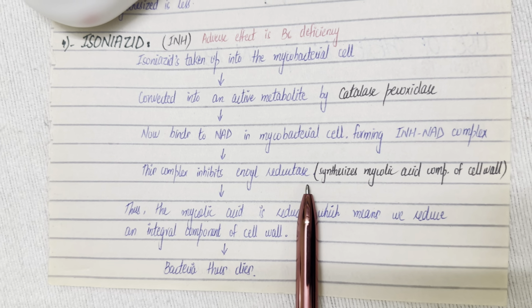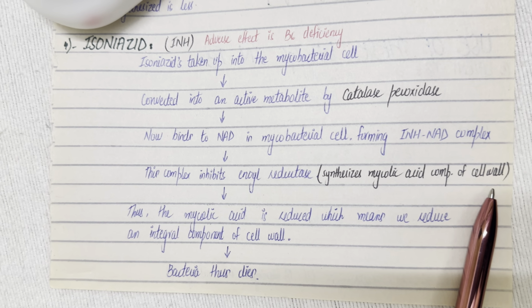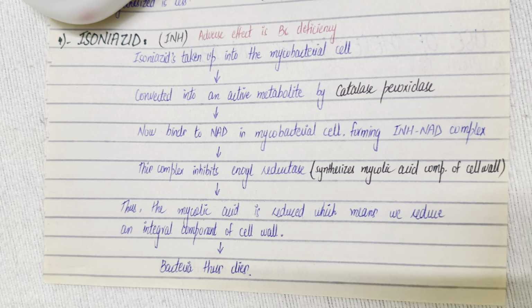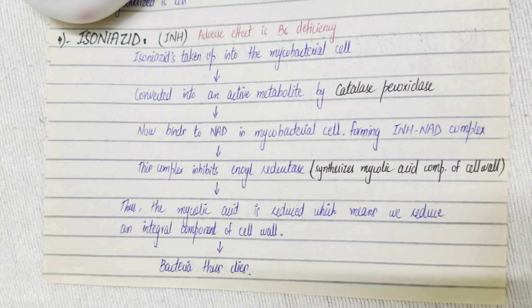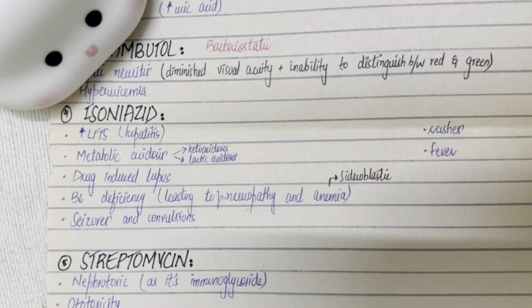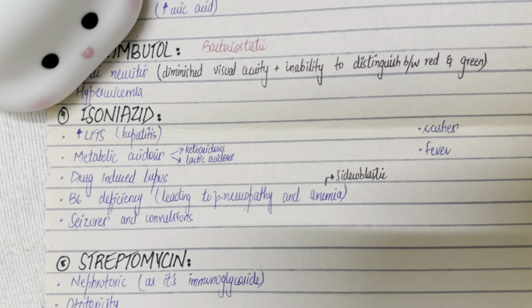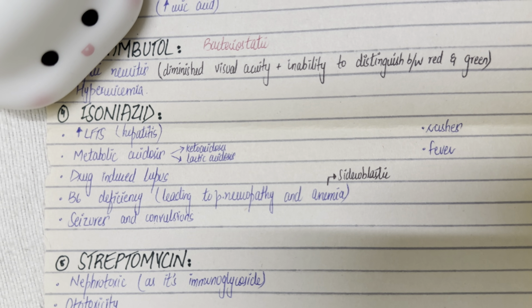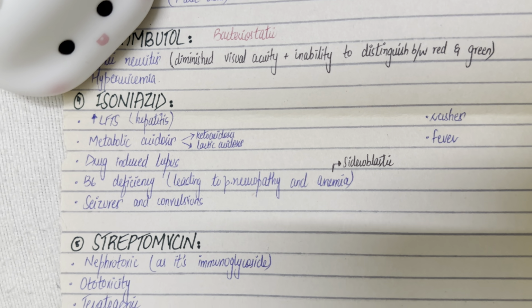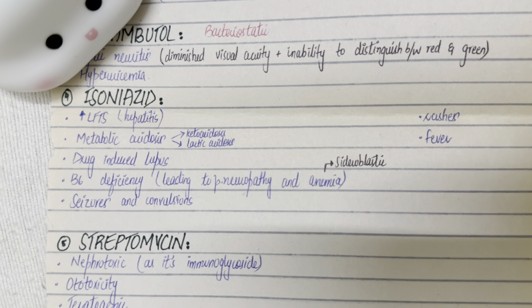And what is enol reductase? Enol reductase plays an important role in synthesizing the mycolic acid component of the cell wall. So when the mycolic acid is reduced, it means that an integral component of the cell wall is reduced. Thus, the bacteria die. The adverse effects of isoniazid include increased LFTs, metabolic acidosis, which can be ketoacidosis or lactic acidosis, drug-induced lupus, B6 deficiency leading to peripheral neuropathy and anemia, most specifically sideroblastic anemia, seizures, convulsions, rashes, and fever.